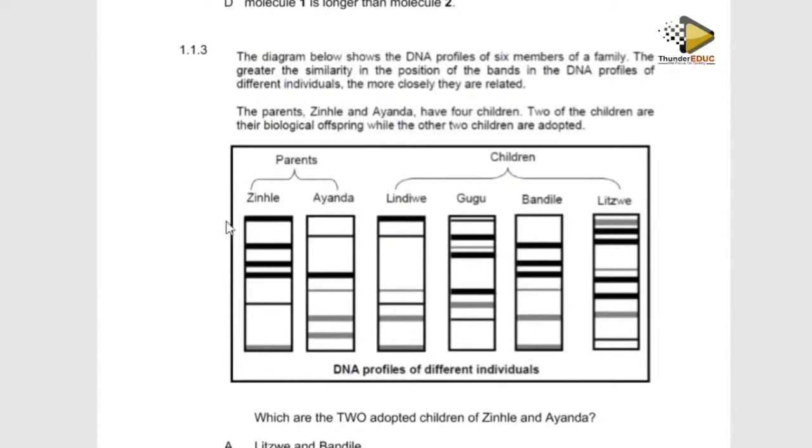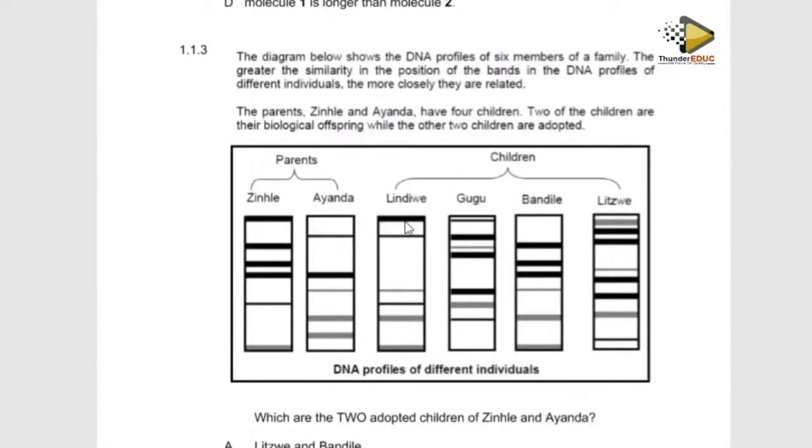Yes. So now, remember, you have to be with a ruler and then you draw so that you see which one is matching. They're saying that Zintle and Ayanda have 4 children, and 2 children are their biological offspring, while the other 2 are not biological, meaning that they are adopted. So if they are 2 and 2, let's find out. The mother's and the father's DNA must match with the children. Okay, let's start. They're asking which 2 are the adopted children of Zintle and Ayanda.